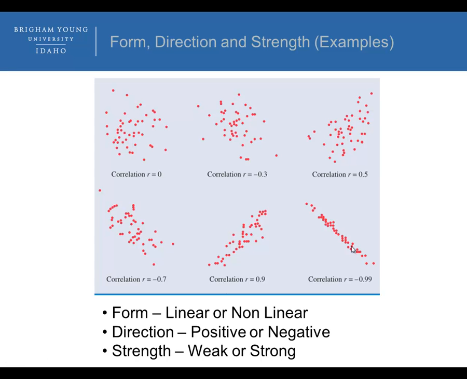Now, some students ask, well, how do you tell between linear, nonlinear, weak, moderate, strong? Well, there are no set guidelines, but hopefully you can see that it's a continuum, if you will, and by looking at these scatter plots you can get an idea about the continuum.